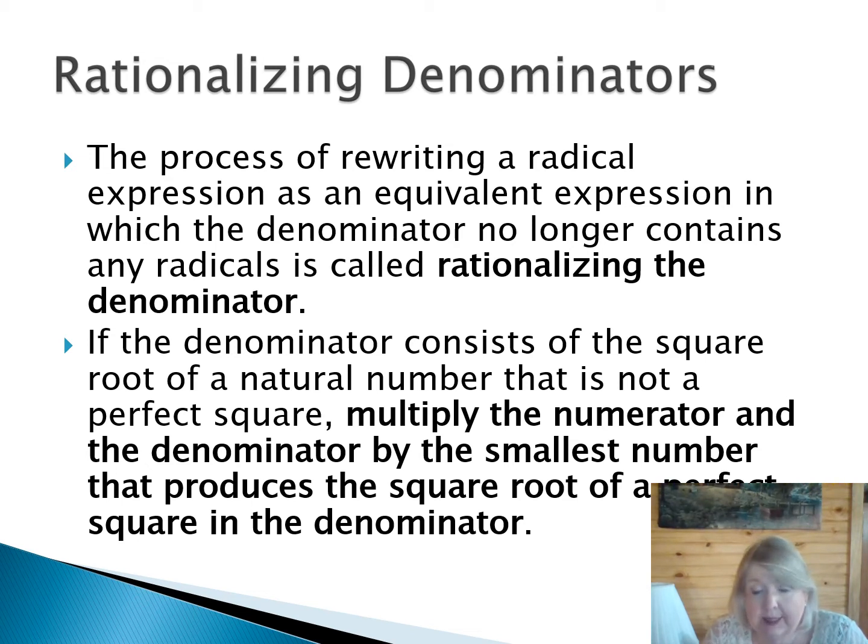The first and simplest one: if the denominator consists of the square root of a natural number that is not a perfect square, that means it is a simple number. There's no adding or subtracting in the denominator. If that's the case, we're going to multiply the numerator and the denominator by the smallest number that produces the square root of a perfect square in the denominator. Now, any number that would make a square would do. It doesn't have to be the smallest, but why complicate matters?